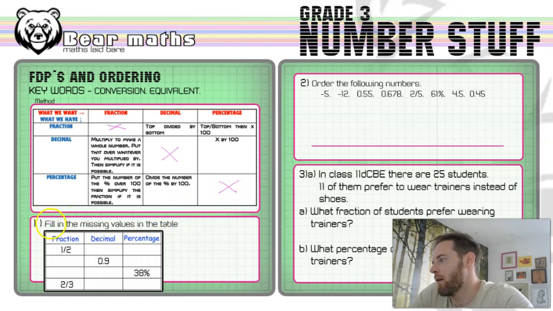Anyway, number one, fill in the missing values in the table. There are some equivalents you should know. Half is one of those, all right? 0.5 as a decimal. That should stick out, right? How do we get 0.5?